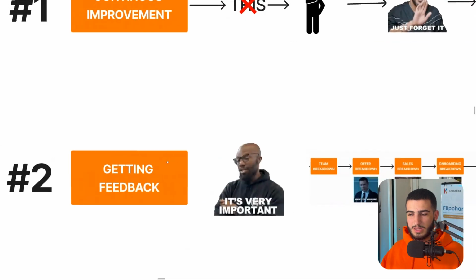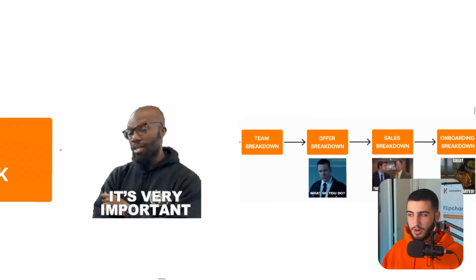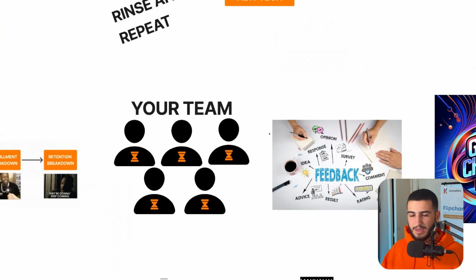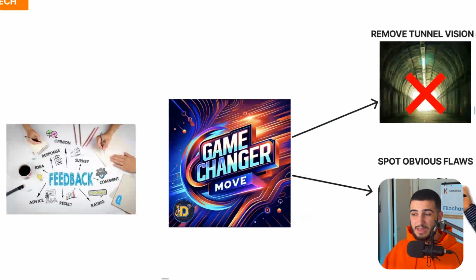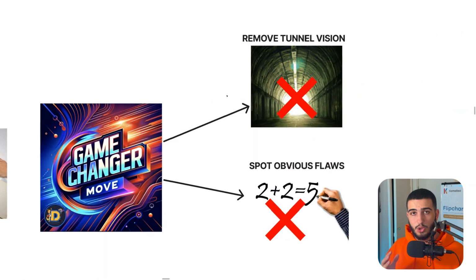The second part I would say is getting feedback. Now, this is very, very important, and for everything you're breaking down, get some feedback from your team. This is a game-changing move because it cuts through the tunnel vision that you may have when building out these processes and allows you to spot obvious flaws that you may have. This is a massive takeaway for me.